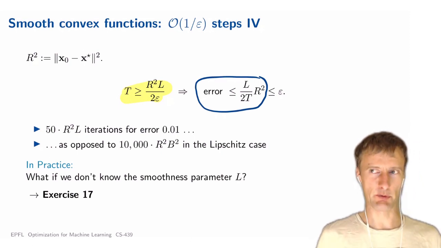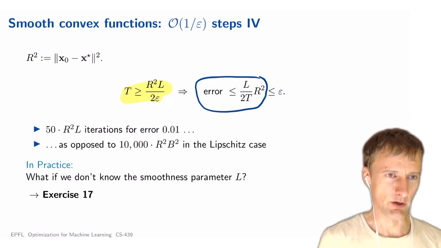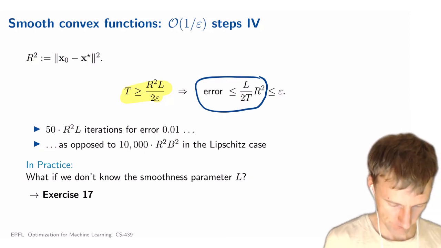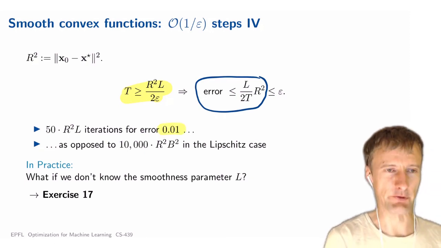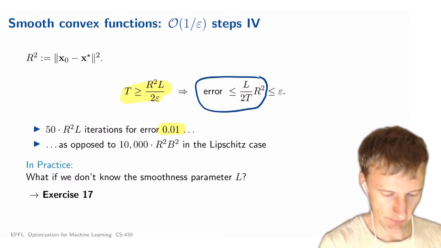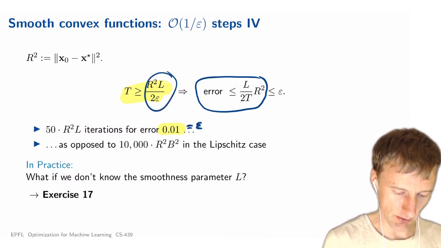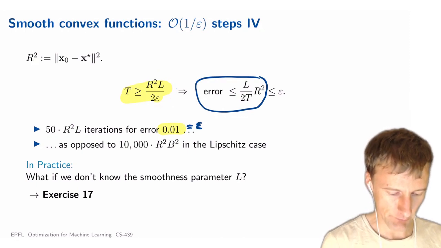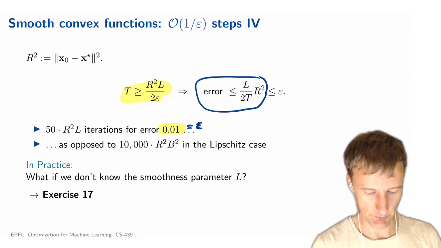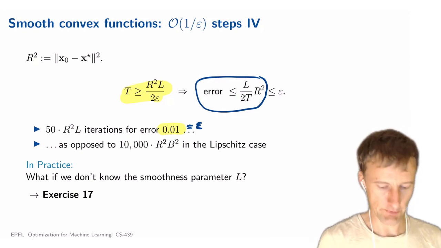So if we compare this a bit to what we had in the previous example, maybe you want to reach an error of 0.01. Let's say that's our epsilon. How long does that take? Well, it takes r squared L over epsilon. So that's r squared L times 50. Sounds good so far. And in the previous case, this was much more, right?